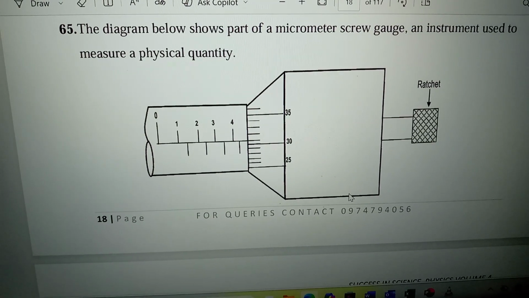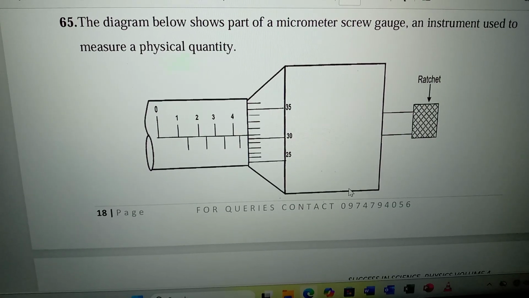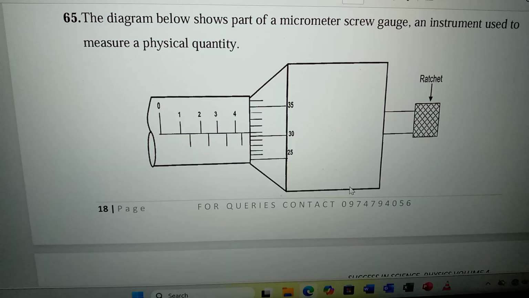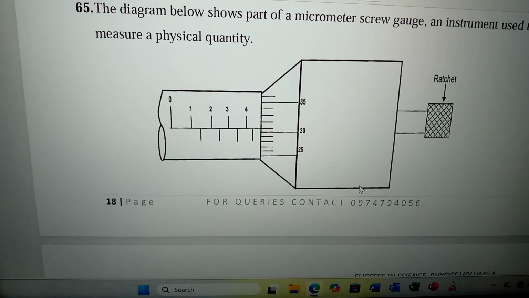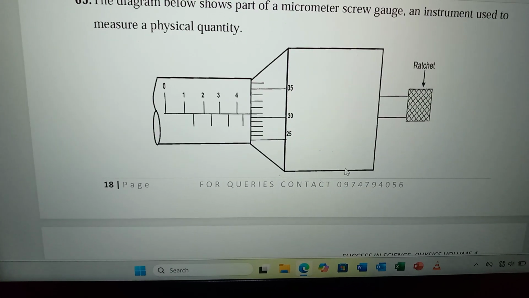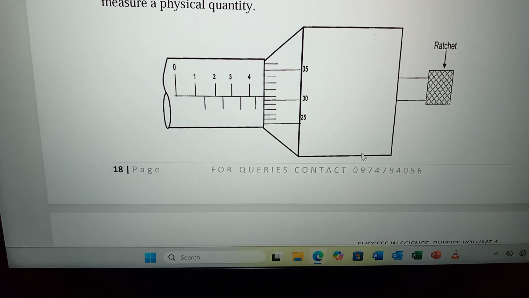So the next question, they are saying the diagram below shows the part of a micrometer screw gauge, an instrument used to measure a physical quantity. One thing that you should bear in mind is that a micrometer screw gauge has two main parts.